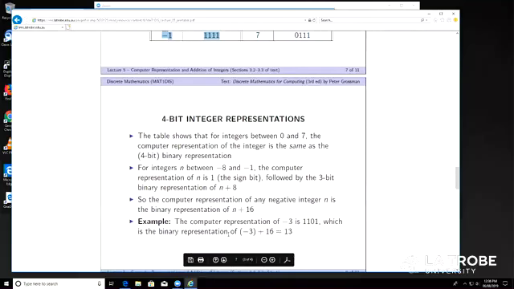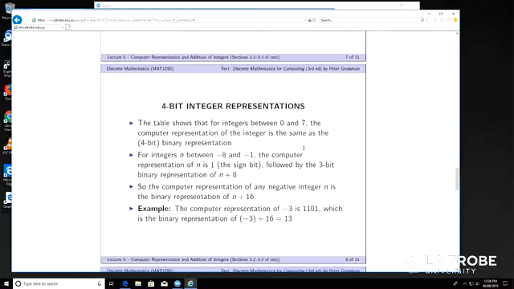And now what the table shows is that for integers between 0 and 7, the computer representation of the integer is the same as the 4-bit binary. And for negative numbers, it is just the number plus 16, right? Same. So for example, the computer's representation of -3 is 1101. Look at here, which is the computer representation of the number 13. So it's simply -3 plus 16. Okay.